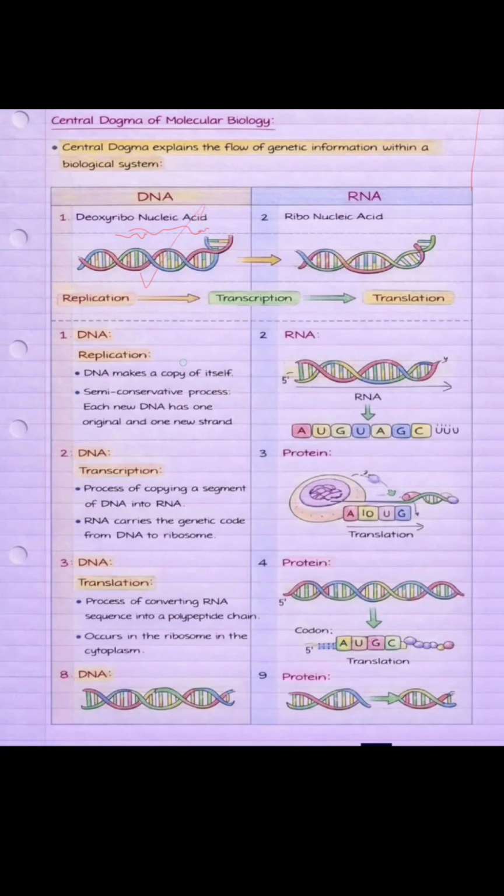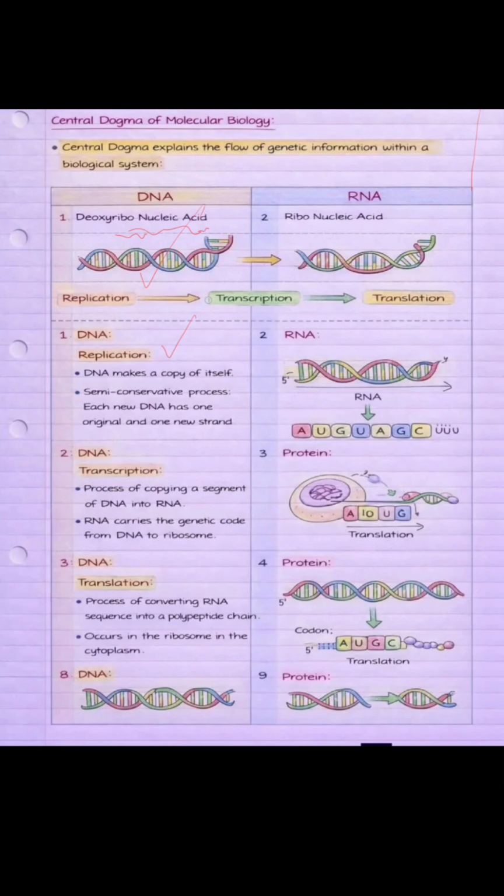Next comes the replication. The first process shown in this diagram is replication. Replication means DNA makes an exact copy of itself. This process occurs before cell division so that each daughter cell receives the same genetic information. Replication is called a semi-conservative process because every new DNA molecule contains one parental strand, or one original strand, and another strand is the newly synthesized strand.